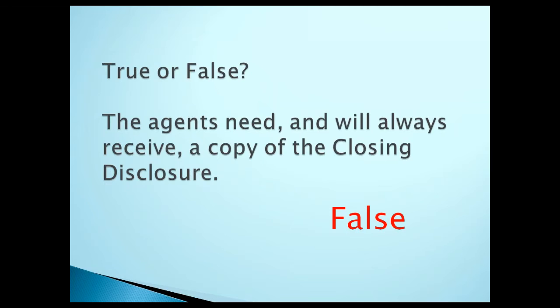So the agents will not always receive a copy of the closing disclosure. Again, we'll be seeing a settlement statement, and that's what's going in our broker file. The continued feedback from the lenders is that they are going to keep the closing disclosure close to the vest. They're pretty adamant that they'll only release their closing disclosure to their borrower. If the buyer decides to give it to their agent, they could give it to them.